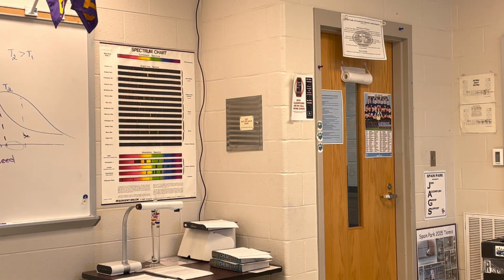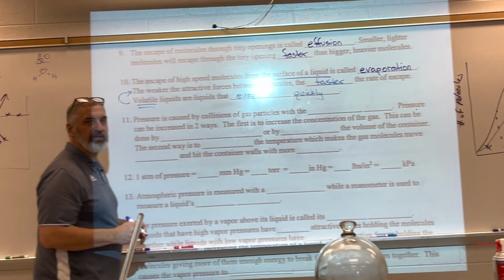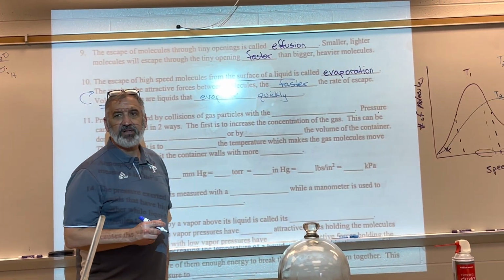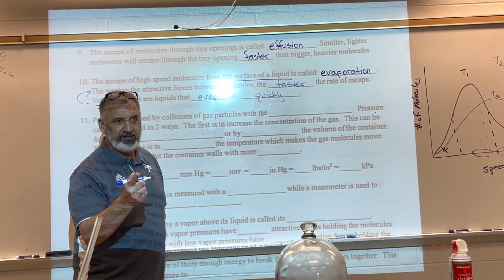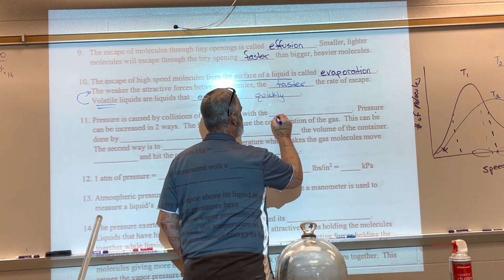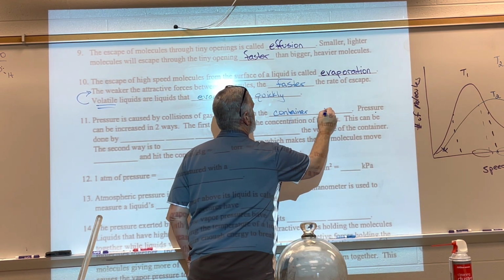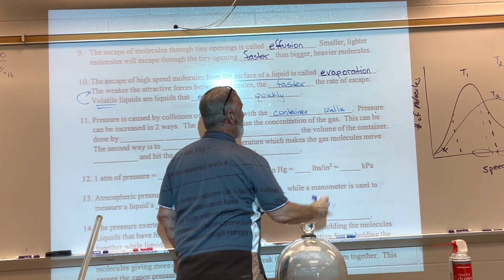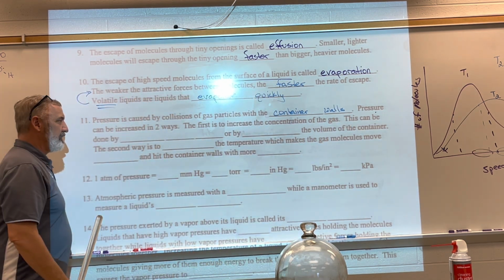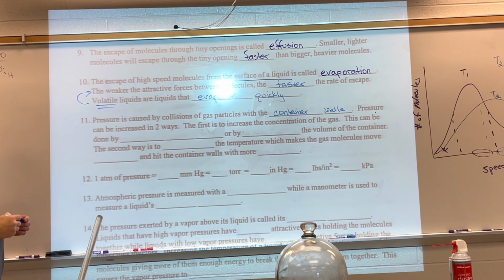So, pressure is caused by collisions of gas particles with, thank you, the container wall. I just said it. Seeing how well you listen. Now, let's talk about how we can change pressure. The first is to increase the concentration. This is the most obvious.